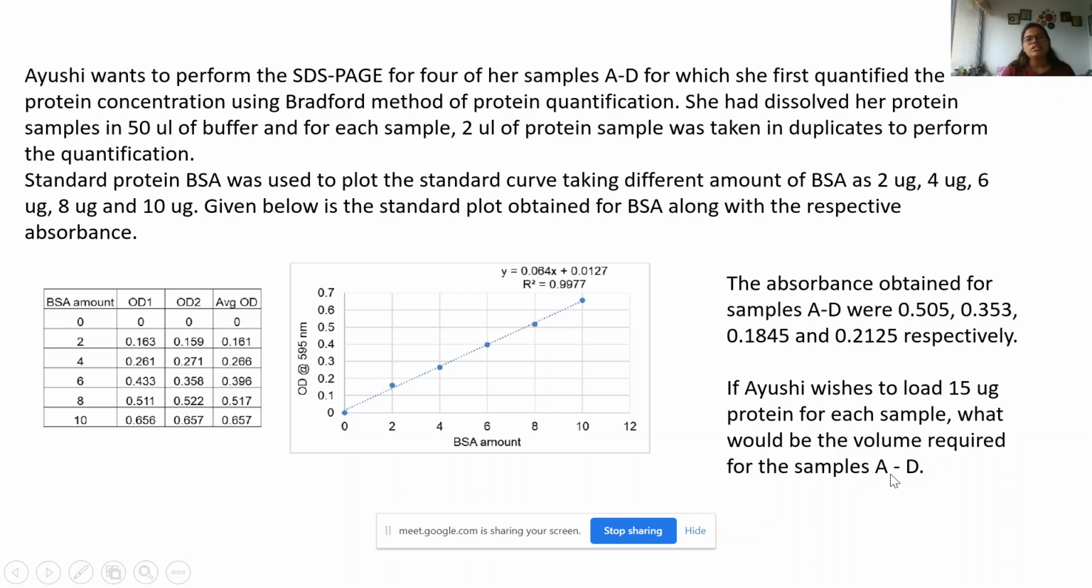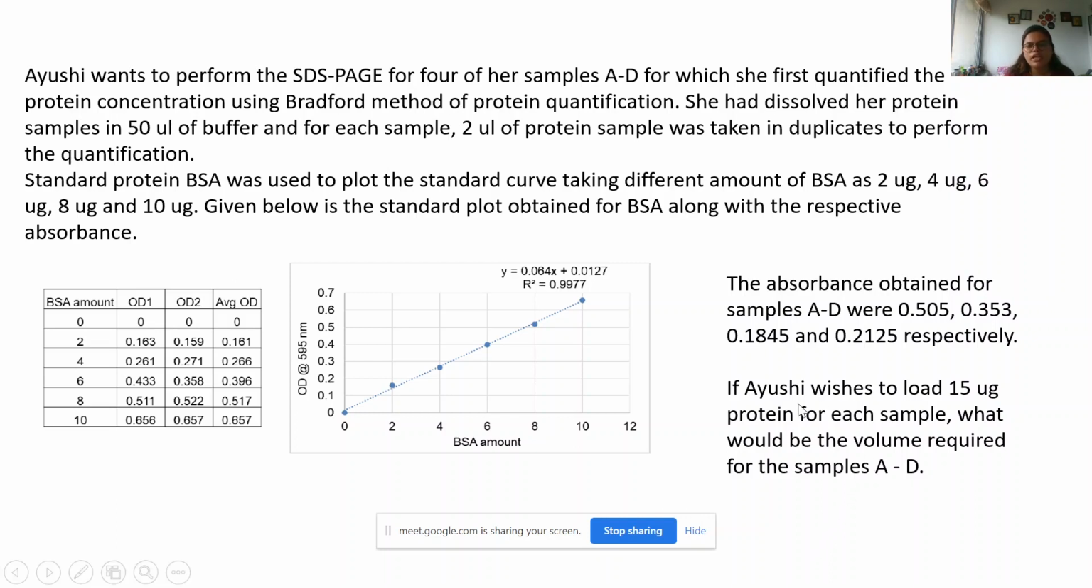So she wants to perform SDS. She wants 15 microgram of protein, so your target is to get 15 microgram of protein. First of all, you need to find out the amount of protein present in your sample. That is question number 1. And second, if she wants to load 15 microgram of protein, then what will be the volume required by Ayushi? These are two interlinked questions. If you answer the first, only then can you answer the second question, what will be the volume required by her.